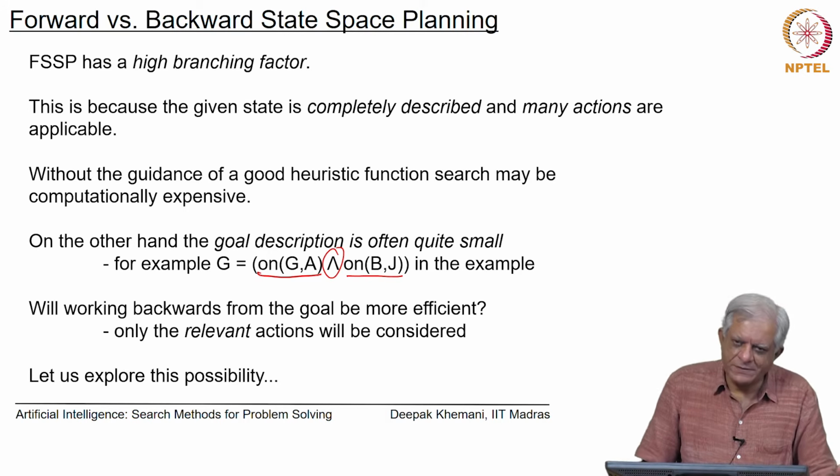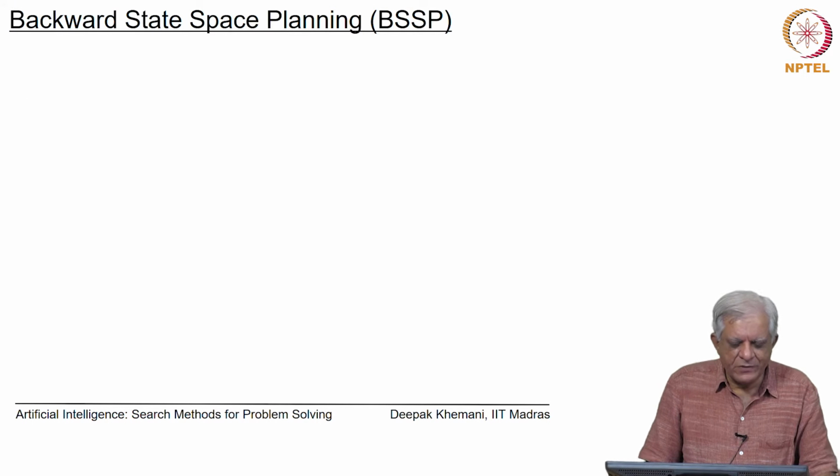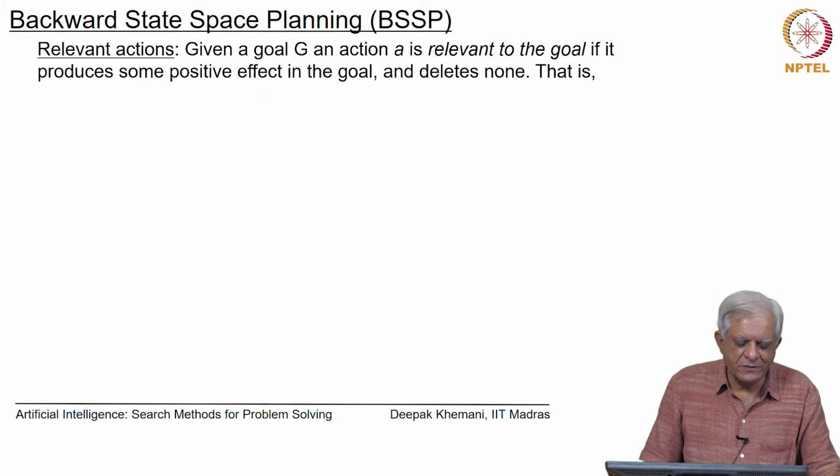So, let us explore this possibility quickly, and then we will look at how to improve upon that essentially. Now, we are looking at backward state space planning. So, let us define first the machinery which will allow us to do that.